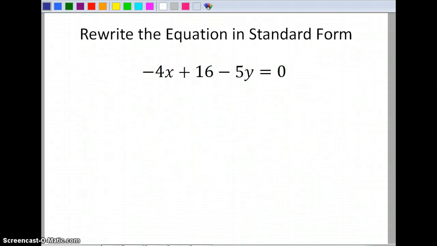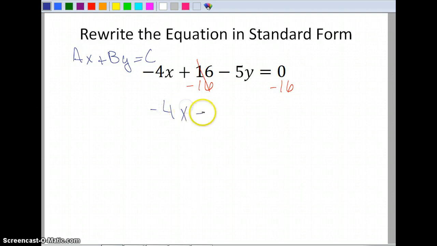Okay, now let's rewrite this equation in standard form. Now when I look at it, I'm a little relieved I don't have any fractions or decimals to deal with. Okay, I'm going to remind myself the form I need. I need ax plus by is equal to c. So I just need to move, who's in the way? This 16 is in the way. So I'm going to subtract 16 from both sides. So now I have negative 4x minus 5y is equal to negative 16.